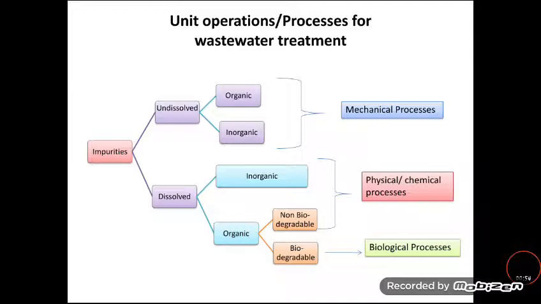Before deciding the type of unit operation and unit process required for a particular type of waste, first of all we should know what impurities it contains. The impurities are majorly divided into dissolved and undissolved. The undissolved impurities, divided into organic and inorganic, can be removed by mechanical processes, and the dissolved solids are divided into organic and inorganic.